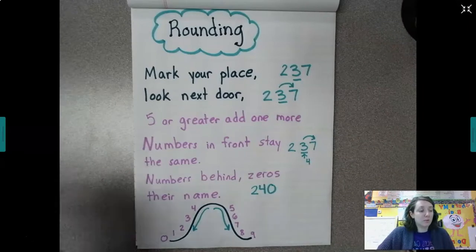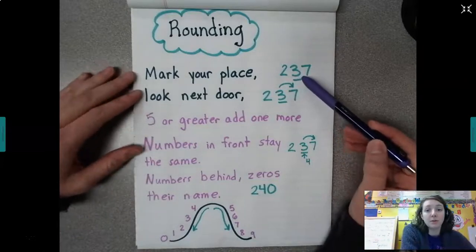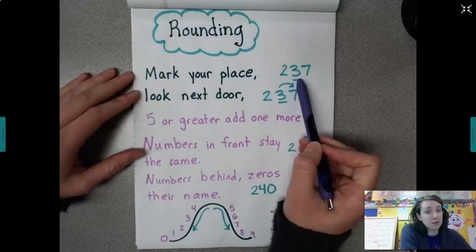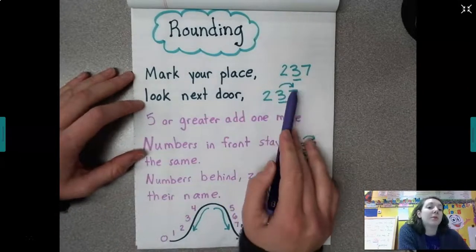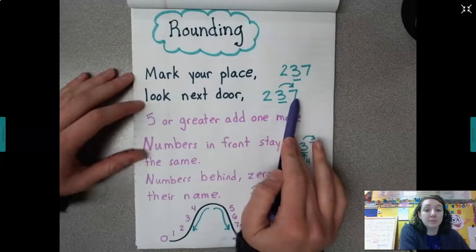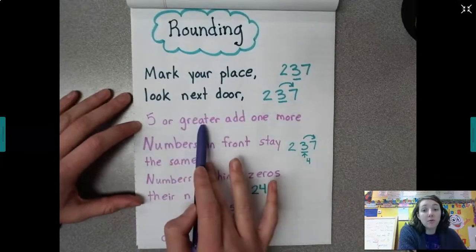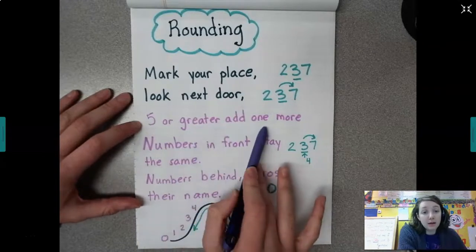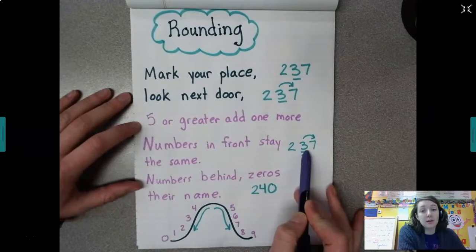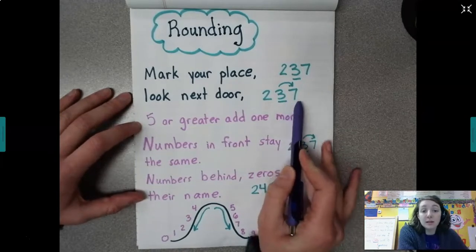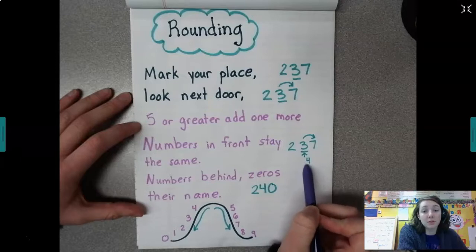So what does that mean? Well, if you look here, when you're marking your place, let's say we want to round to our tens place. So we mark our tens place with that line. So it's a 3. Looking next door, you're looking at the next number on the right. If that number is 5 or greater, you're going to add a 1 to the tens place. In this case, it is. So that 3 is going to become a 4 because we're going to add 1 to it.